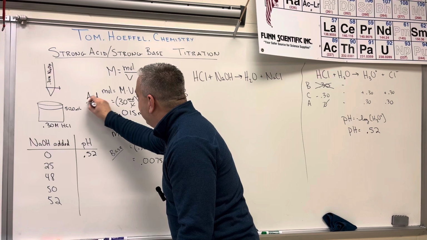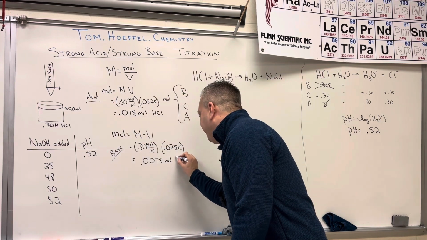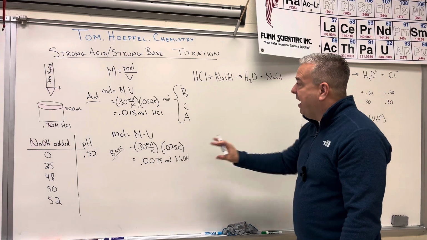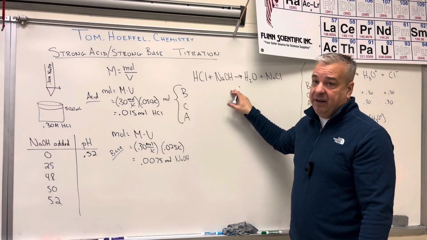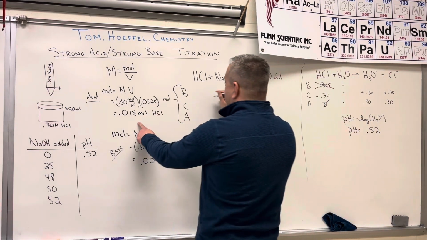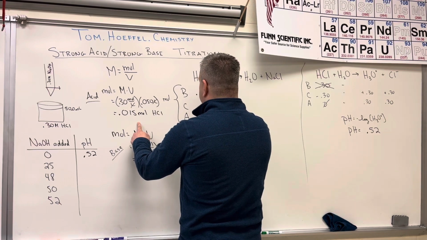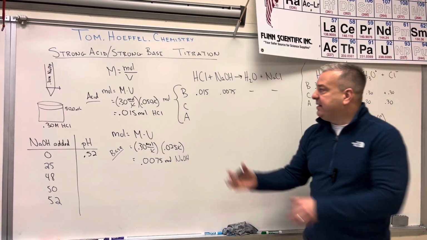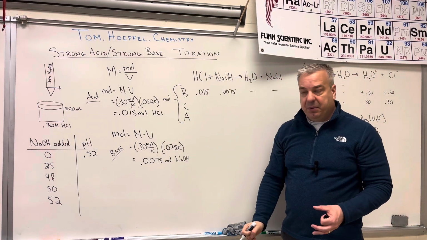So we have the base here, an acid here, and that base is going to be NaOH. Now I'm going to plug those things in here and here. So my moles of acid is 0.015, and my moles of base is 0.0075. And this is where we're starting with the chemical reaction.